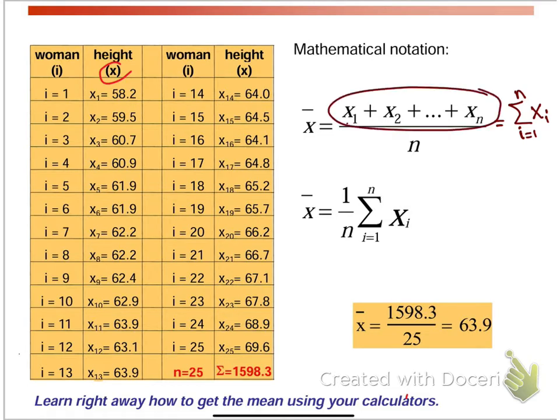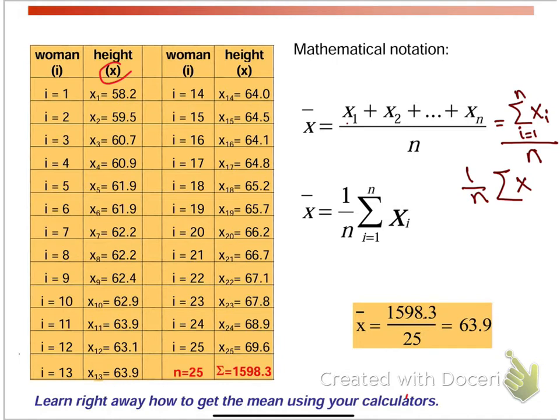This is the numerator, okay? The sum of them. What about the denominator? Divided by n. So we can write it in this way. Sometimes they take this n outside and say, okay, 1 divided by n times the sum of xi, or sum of x, okay?